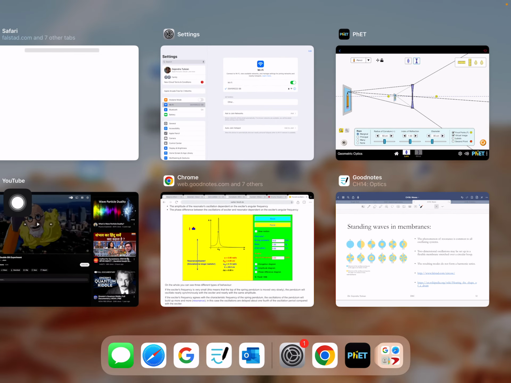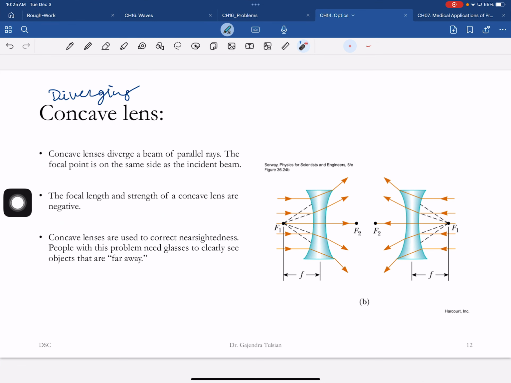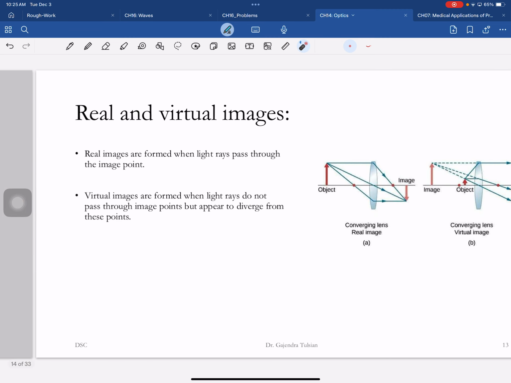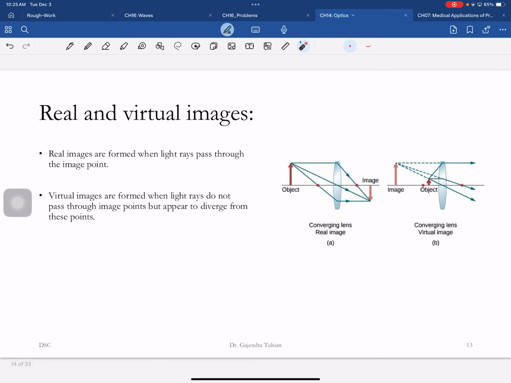So you're using a concave lens to correct nearsightedness. People with this problem need glasses to see clear objects that are far away. We'll talk about real and virtual images.